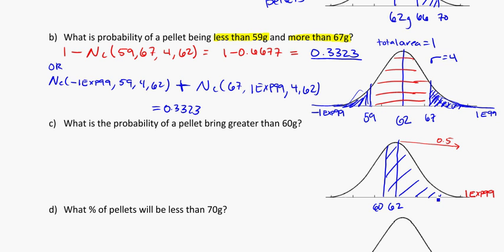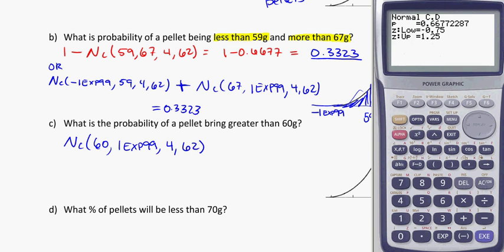So if you have the top edge and you need to go out and find the end of that tail, use a stupidly big number, and that's an example for it. So you have, in this case, NC, my lower limit is 60, my upper limit is 1EXP 99, positive 1 because it's a stupidly large number. My standard deviation is still 4, my mean is still 62. On my calculator, it's going to be a lower limit of 60 and an upper limit of 1EXP 99. And again, that means 1 times 10 to the 99th power, so that's 1 with 99 zeros after it, a stupidly large number, and it will work for you.